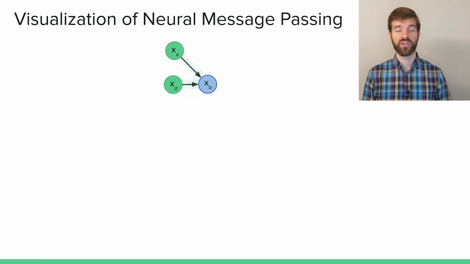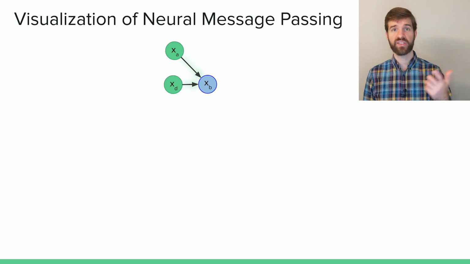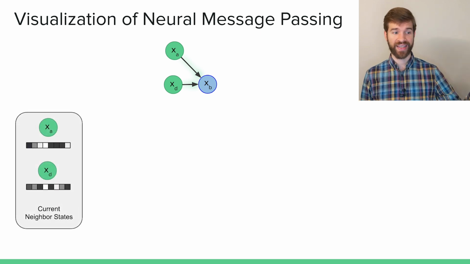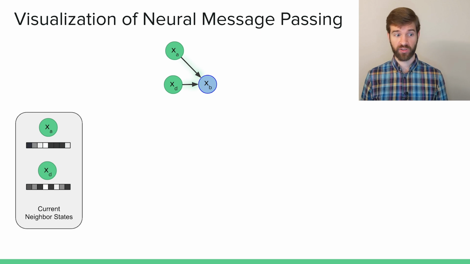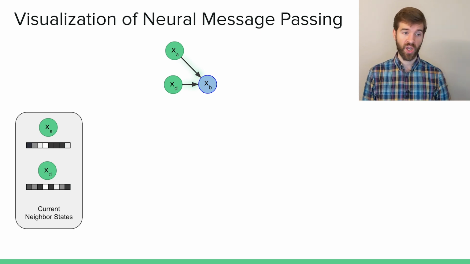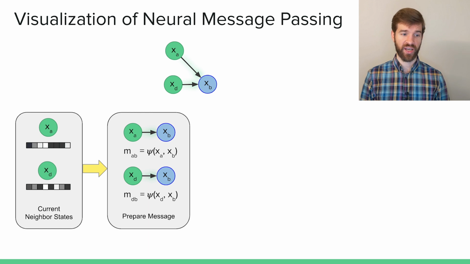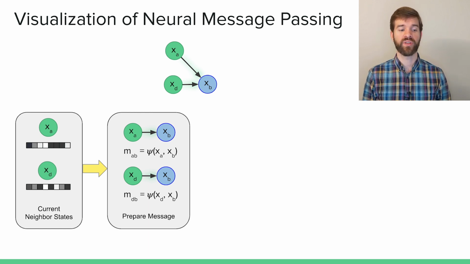Let's visualize such a neural message passing step because I think it's still quite abstract. Imagine that we have two nodes XA and XD that are sending a message to our node XB. How would this go on? The nodes XA and XD are represented by their feature vectors, so it's the current state of these neighbors. And then we take a function here, this function psi, that incorporates the information from the node XA as well as XB. So they collaborate on creating this message MAB, and we do the same for the other nodes.